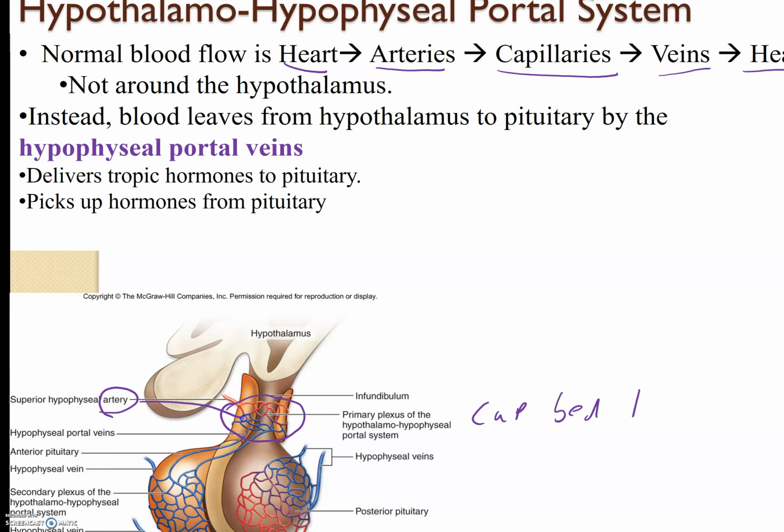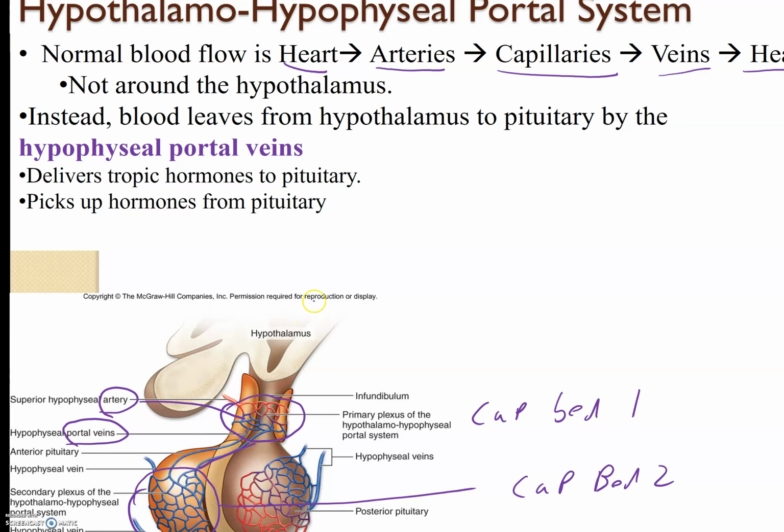This goes to a vein. It's a portal vein, which means it's not going back to the heart. It's going somewhere else. Now, this portal vein goes to a bed around the anterior pituitary. So this is cap bed 2. And there it releases its hormones.